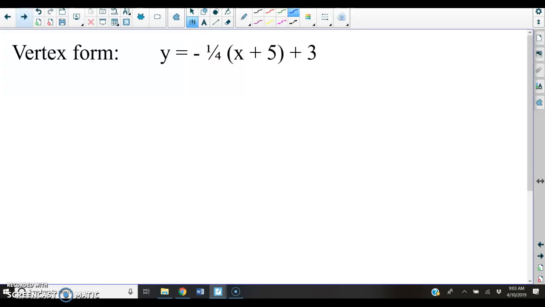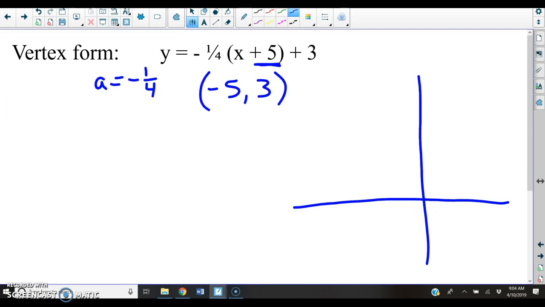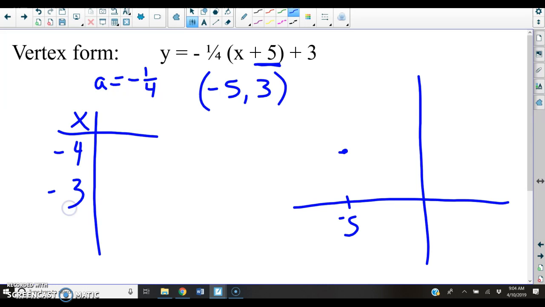Okay, the vertex form. Now you can see why I like this. I don't need to identify A, B, and C, although A is still that negative 1/4. But my HK is, okay, opposite of what it looks like, so it's negative 5, positive 3. Okay, so it's going to be over here at negative 5, positive 3. And then I'll try a few points. So I'm going to try negative 4, negative 3, and I'm going to use symmetry. Because again, this vertex is on my axis of symmetry.